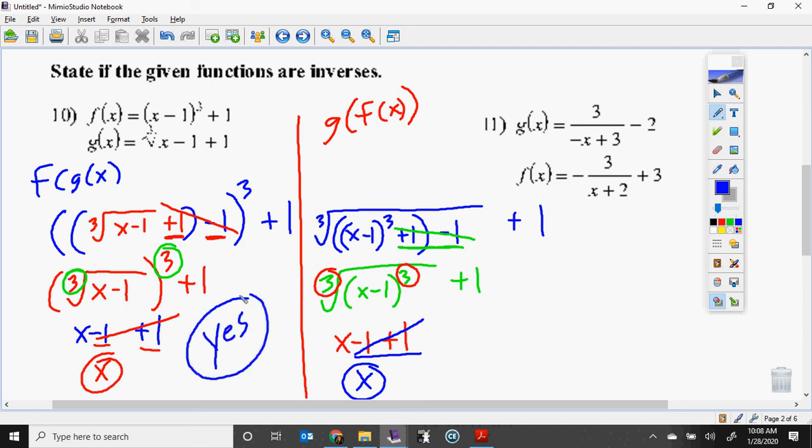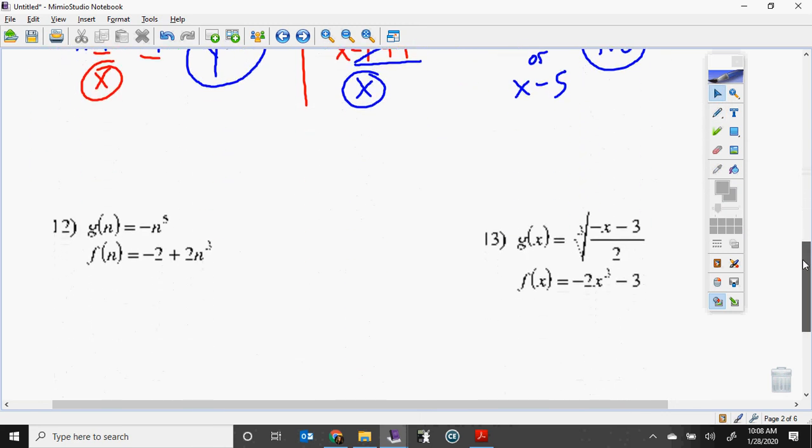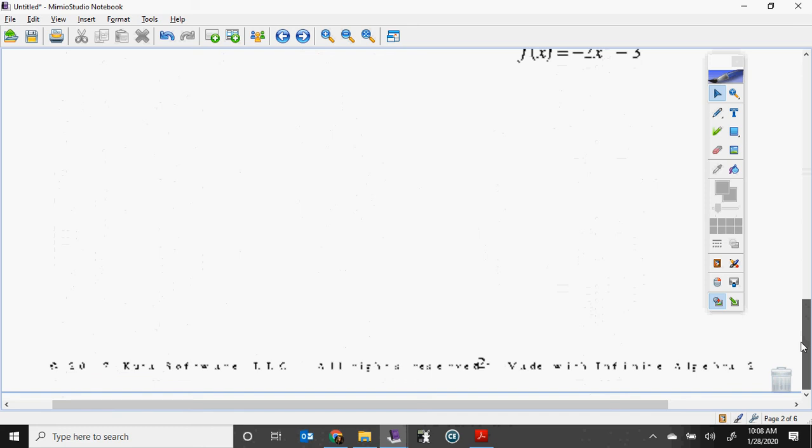yes, they are inverses. If I would have gotten something that simplified down to be, say, 3x or x minus 5 or something that's not just x, that would be an example of a no, not inverses. Alright, so all those are the same way.